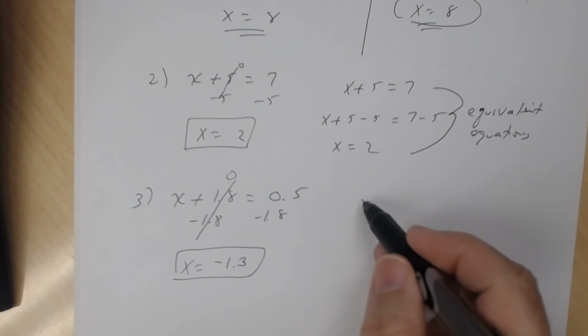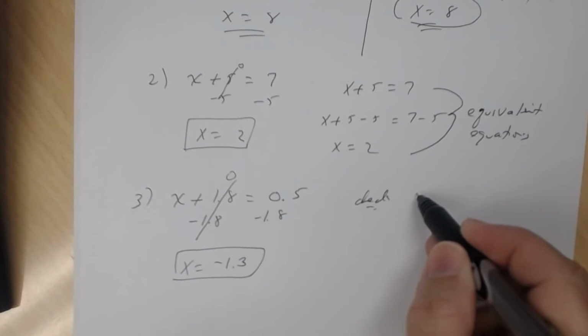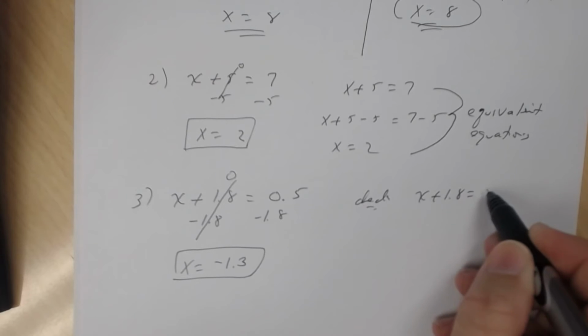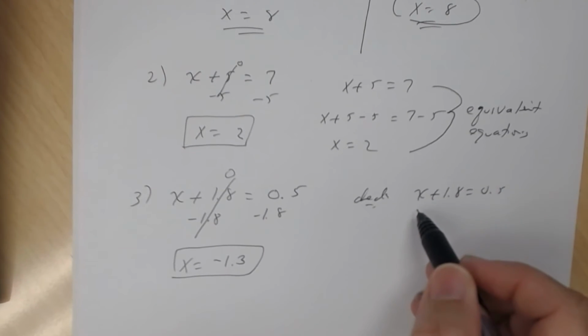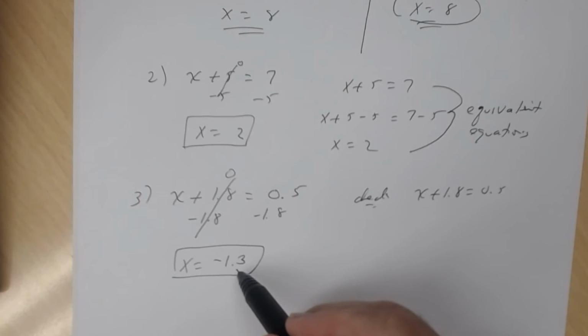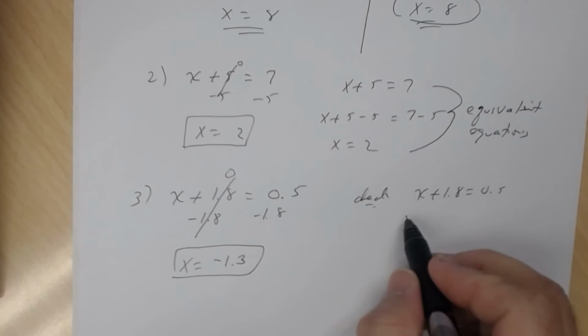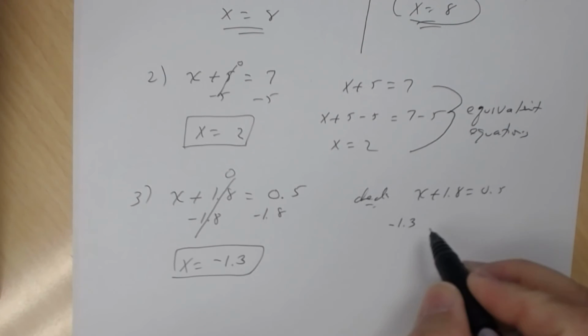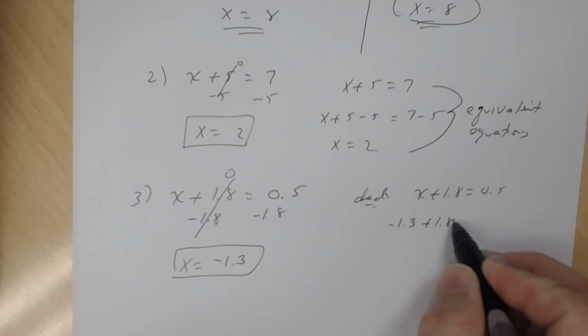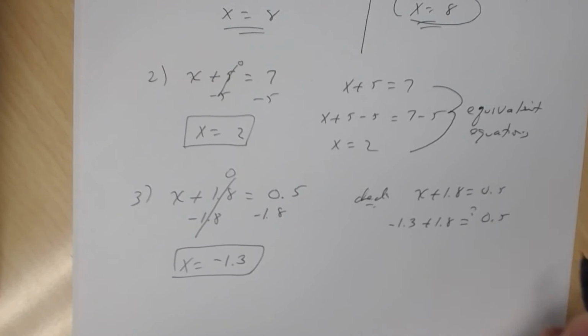And you can check it if you want to check. Go back to the original. It's easy to check these because it's just one little step. So when I plug in negative 1.8, so the question is negative 1.3 rather. Negative 1.3 plus 1.8, the question is, is that equal to 0.5?